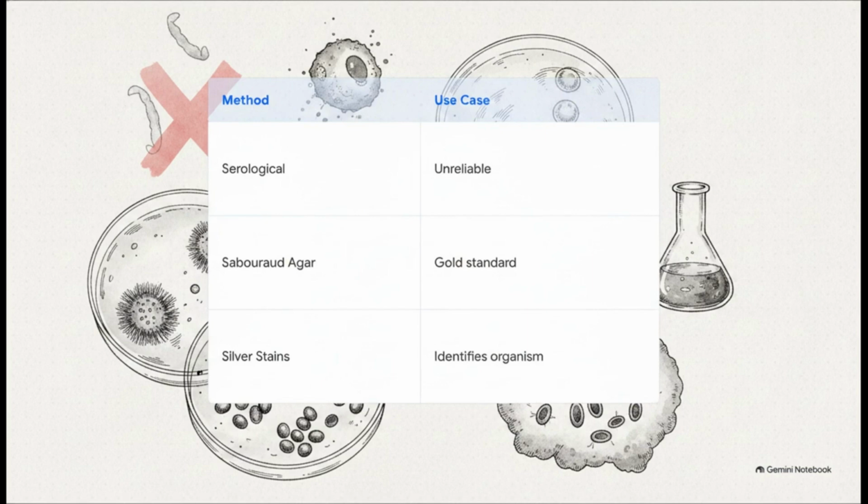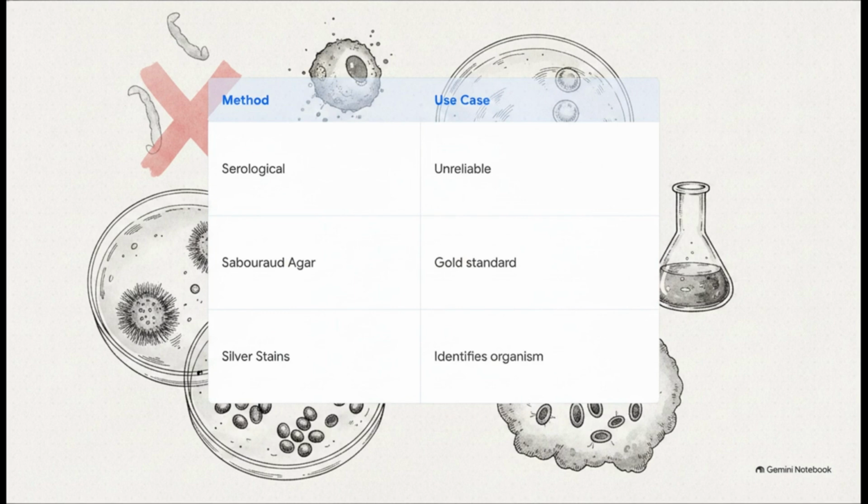First things first, avoid serological antibody testing. Testing a patient's blood for antibodies to S. schenckii is notoriously unreliable for this specific organism, so please do not let a board question trick you into selecting it. Instead, your definitive gold standard is culturing the infected tissue on Sabouraud agar. Sabouraud agar is that classic fungal culture medium you probably learned about back in microbiology. Its low pH inhibits bacteria while allowing fungi to thrive. By growing the organism, you get 100% confirmation.